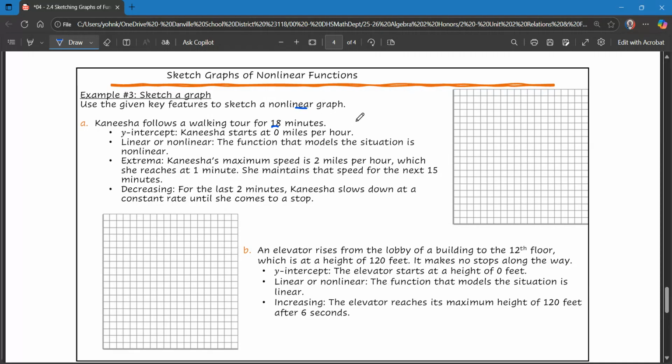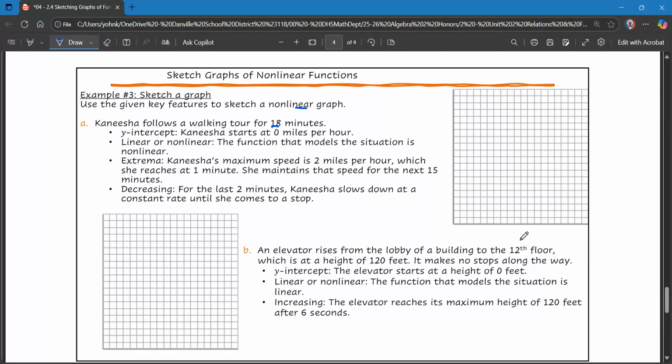Extrema: Kenesha's maximum speed is 2 miles per hour, which she reaches at 1 minute. She maintains that speed for the next 15 minutes, and then decreasing: for the last 2 minutes, Kenesha slows down at a constant rate until she comes to a stop. Okay, so she's on a walking tour. She walks, she slows down, she speeds up, she stops.